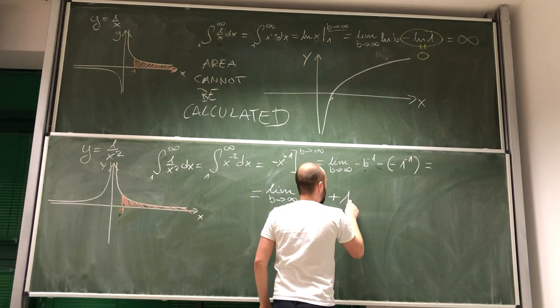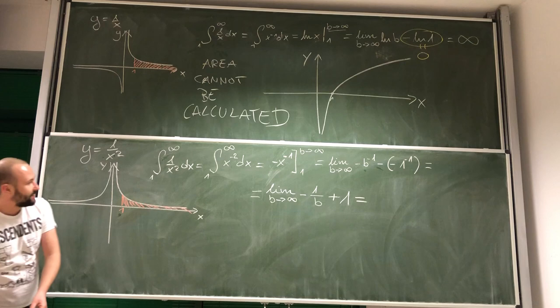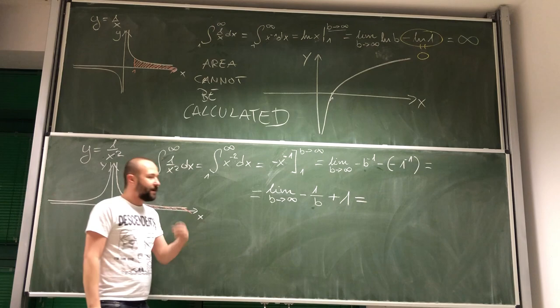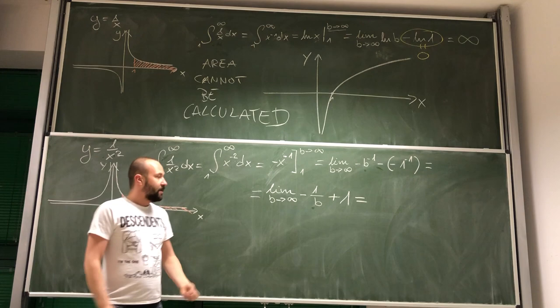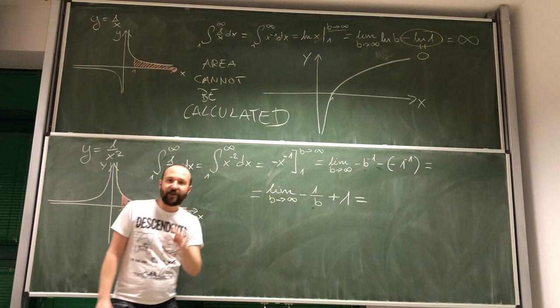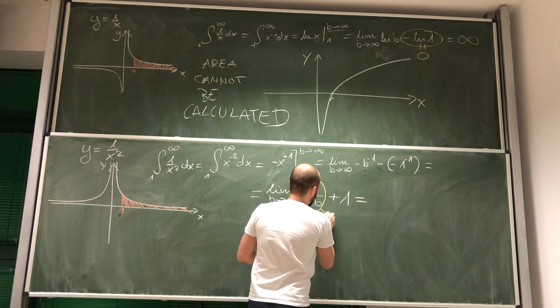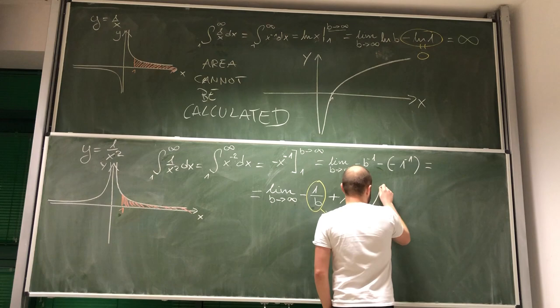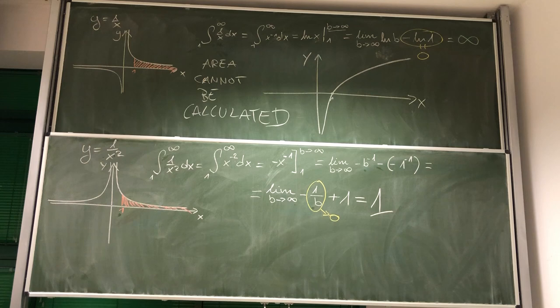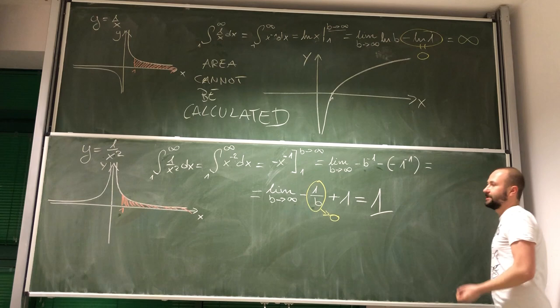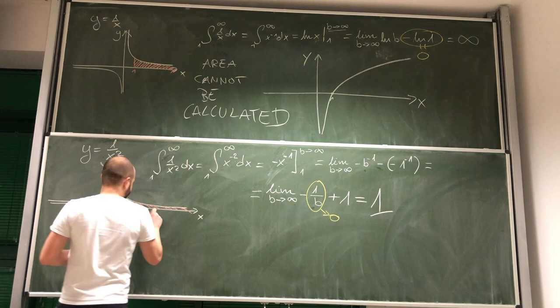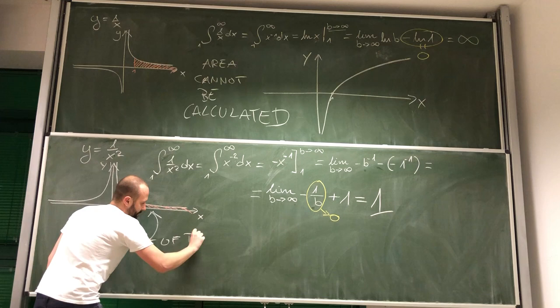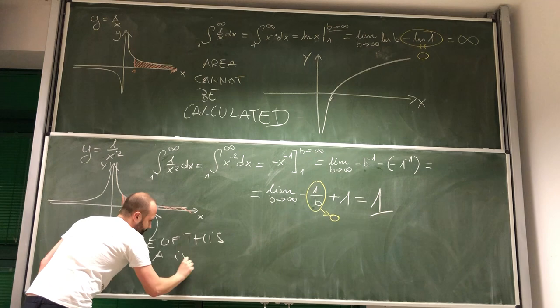Okay, so now let's think, what is the value of this expression? Look, if we divide 1 by b, and b is getting bigger and bigger, the expression gets smaller and smaller. So as b is infinitely big, as we divide by infinity, this expression goes to 0. So our improper integral is equal to 1, because this turns into 0. So this time, it turned out that the size of this area is 1.